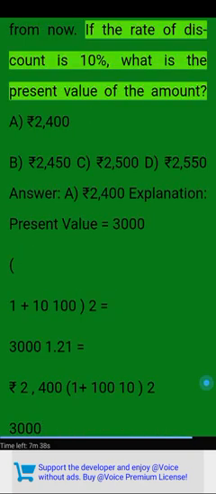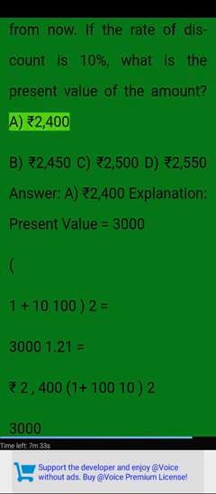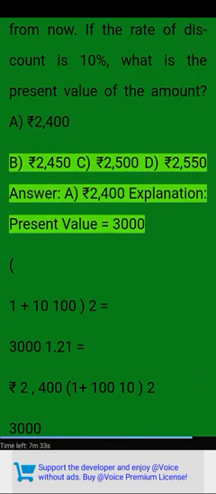If the rate of discount is 10%, what is the present value of the amount? A. 2,400 rupees. B. 2,450 rupees. C. 2,500 rupees. D. 2,550 rupees. Answer: A, 2,400 rupees. Explanation.